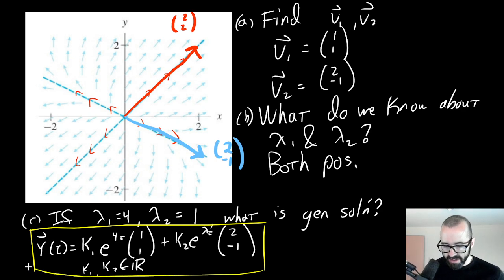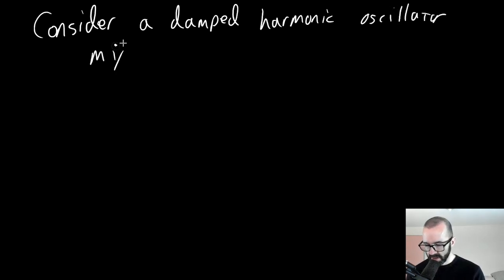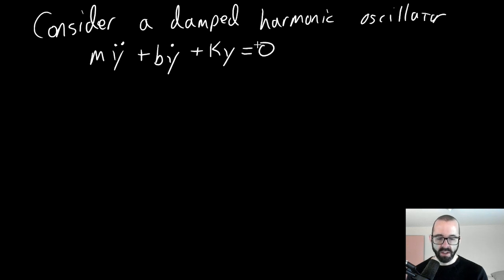We could do some graphical analysis here, but this section's kind of long enough, so we'll finish with one final example. We're going to go back to our favorite kind of example, harmonic oscillators. We're going to consider a damped harmonic oscillator. Remember, the formula for that is the mass times the acceleration plus the damping coefficient times the velocity plus the spring constant times the position equals 0.